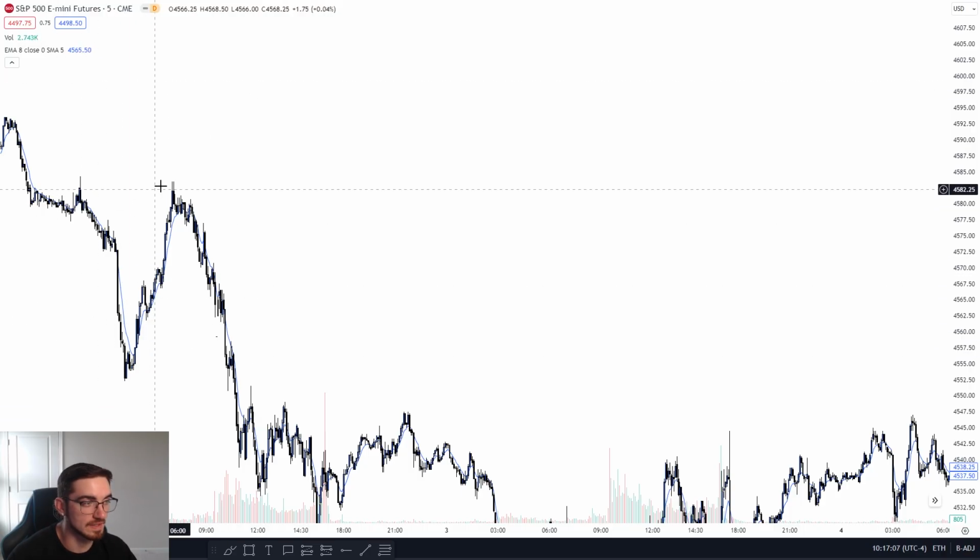If price breaks resistance, you can look for more upside. If price breaks below support, you can look for more downside from there.